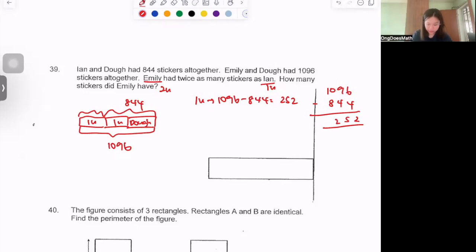So Emily is the one with 2 units, right? So we just have to find out what 2 units is. So just 252 times 2. And that should give you 504. So answer is hence 504.